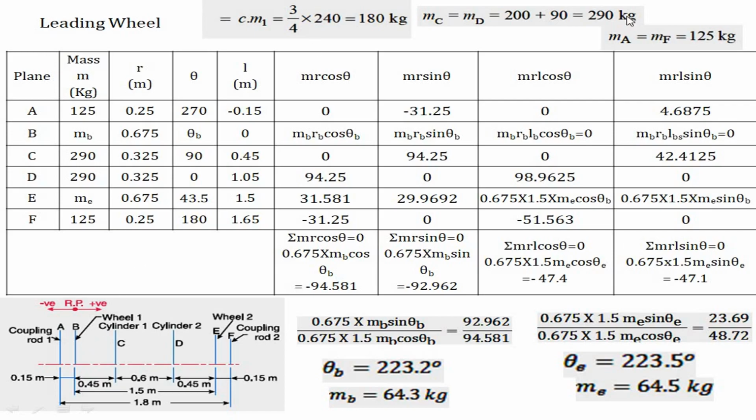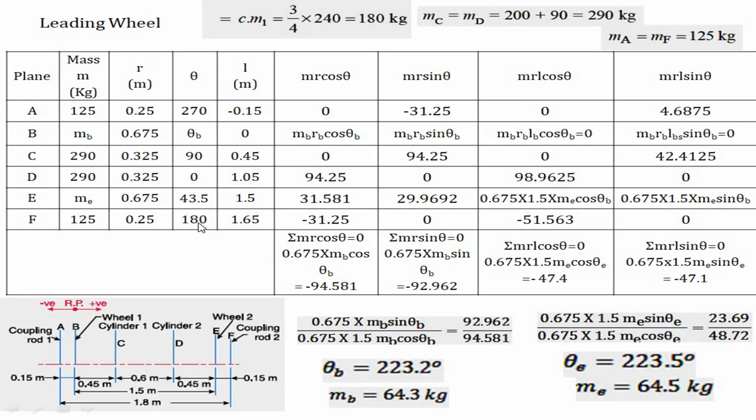So by using all this value, we are going to prepare the table in a similar manner. The table can be prepared in a similar way to what we have done so far with the uncoupled locomotive. So here we are going to represent all the planes, all the masses, radius, angle, length, mr cos theta, mr sin theta, mrl cos theta, mrl sin theta.